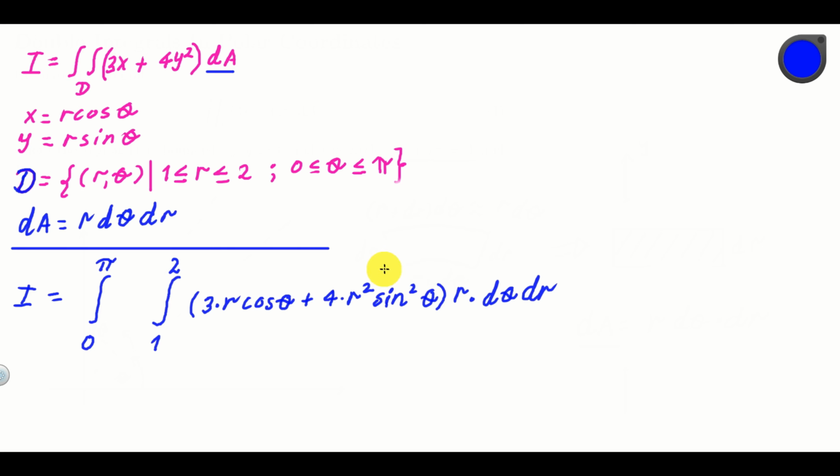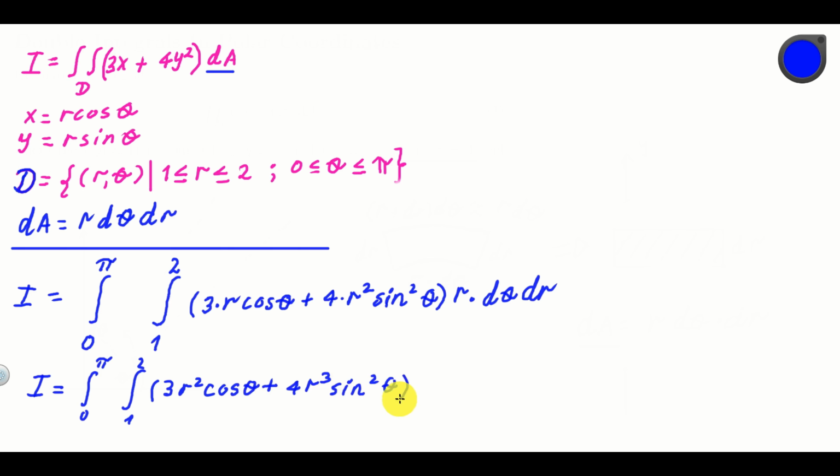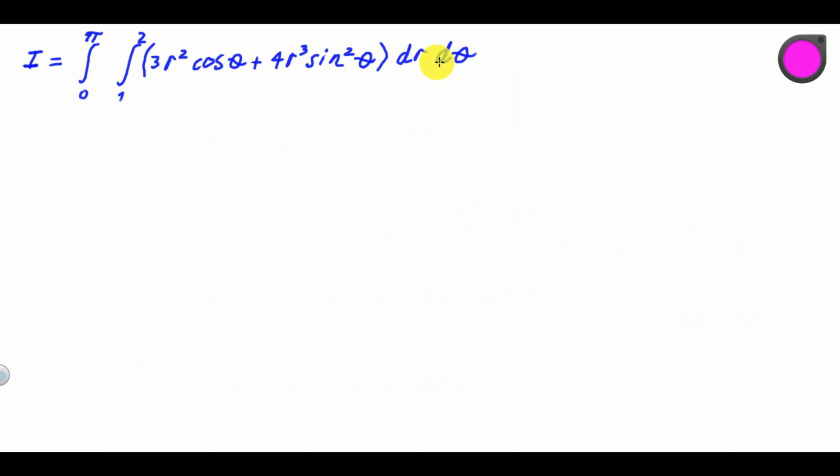Next, let's multiply everything by r. And as the result, we have our integral 0 to pi, integral from 1 to 2. And over here, what do we have? We have 3r squared cosine theta plus 4r to the power 3 sine squared theta. Close the parentheses and we have d theta dr. And that's it. Here's our integral expression once again, and compared to previous expression, the only difference is that over here I change the positions of dr and d theta. Namely, dr is now first and d theta is second. This is because we are first integrating with respect to r. It's easier to solve the problem like that.